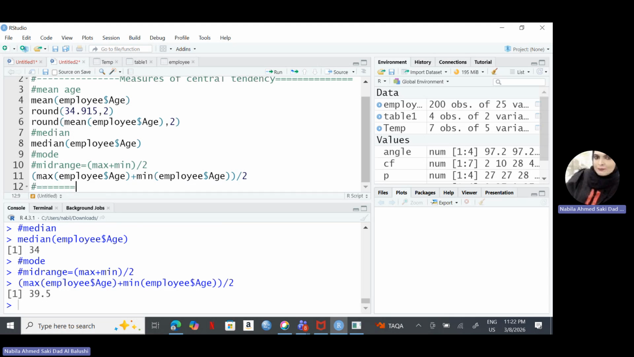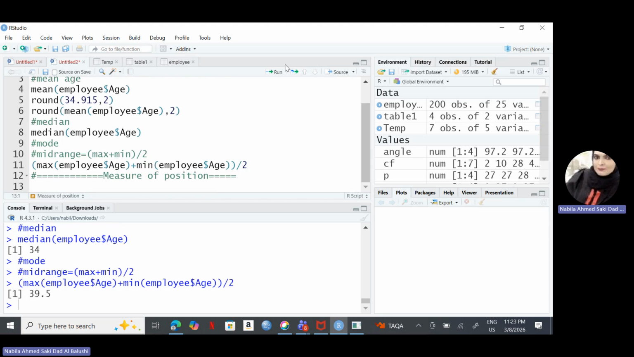Now let's move to the measure of position. The first one is the relative position, for example, for age equal to 45 compared to the mean. That is called in another way the z-score. How many standard deviations the age 45 is away from the mean.